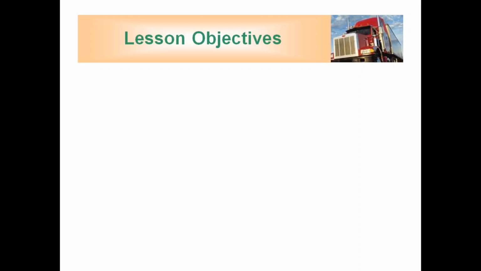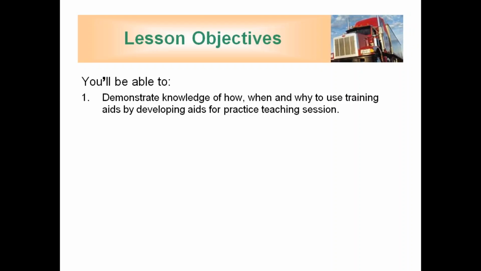So let's start with the first. What is the lesson objective with this one? You will be able to demonstrate the knowledge of how, when and why to use the training aids. Aids means the various technology that is used. Training aids by developing the aids for practice teaching sessions. That means how to use, when to use and why to use. These are the three questions that must be decided in advance.